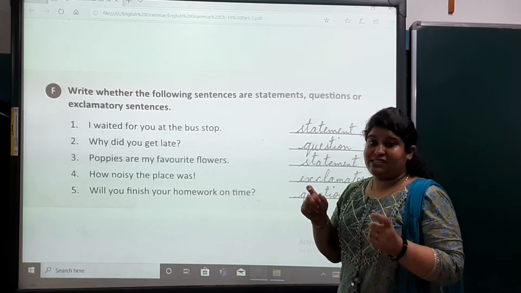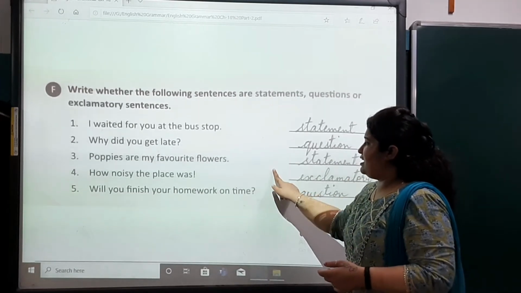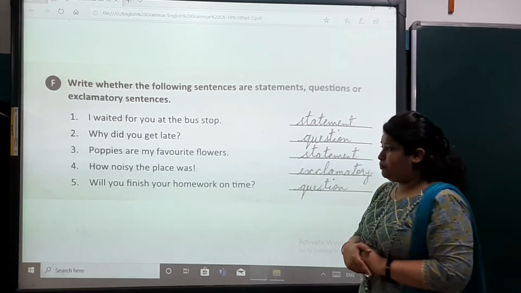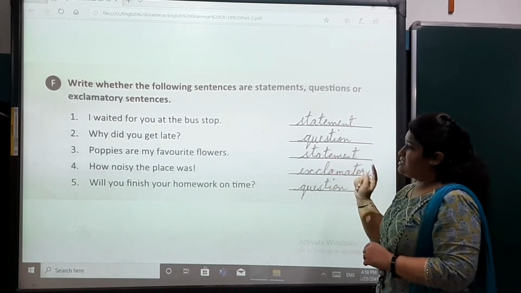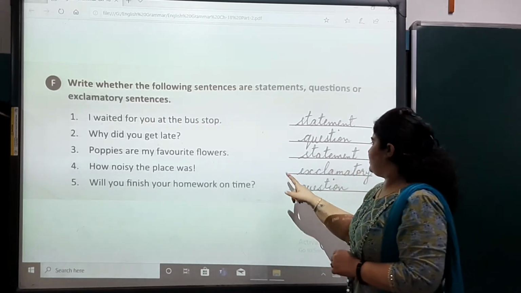Okay. Now again this is stating something. The full stop is also here. Poppies are my favorite flowers. So here what do we put? We write the word statement because this is a statement. Okay. Poppies are my favorite flowers.